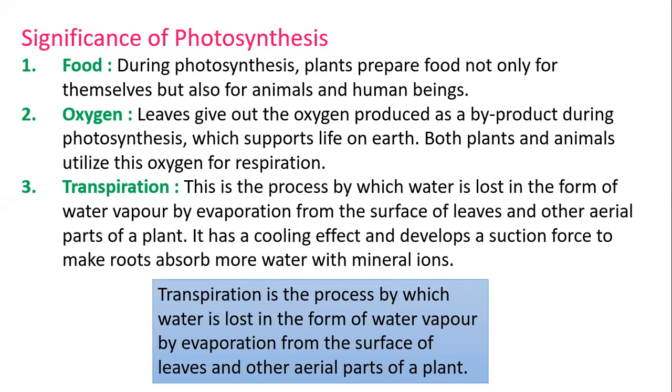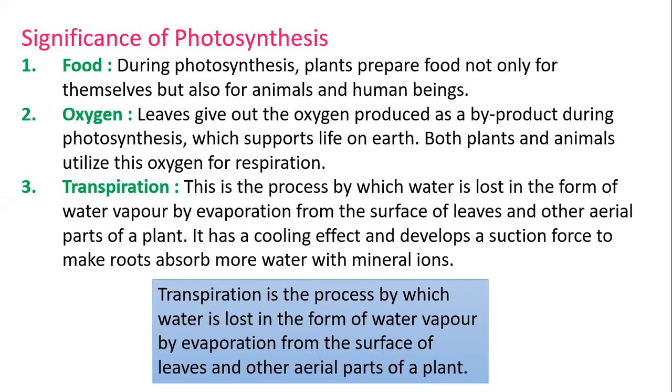Significance of photosynthesis. Food: during photosynthesis, plants prepare food not only for themselves but also for animals and human beings. Oxygen: leaves give out the oxygen produced during photosynthesis, which supports life on Earth. Both plants and animals utilize this oxygen for respiration.